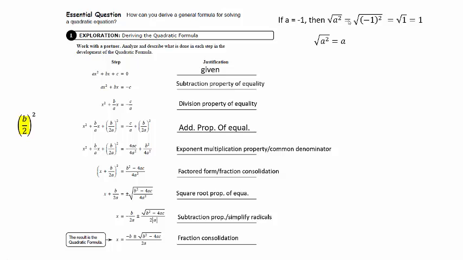Here's where you run into some trouble. Sometimes we like to think, well, you know what? A root and a square basically cancel each other out, right? So I can just rewrite this as a. And if this was 3, the square root of 3 squared is 3. So that's true. If this was 4, the square root of 4 squared is 4. That's true. Again, the issue is with negatives.